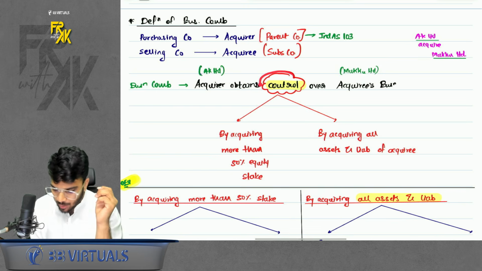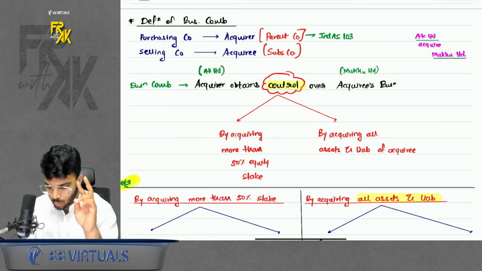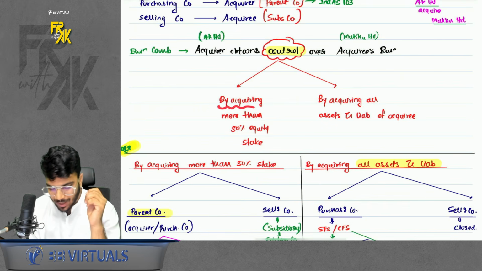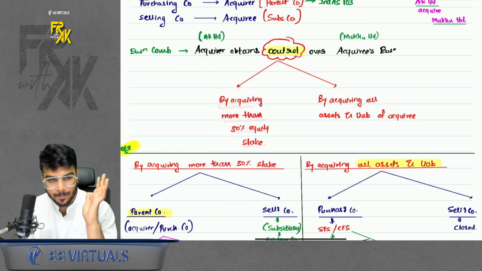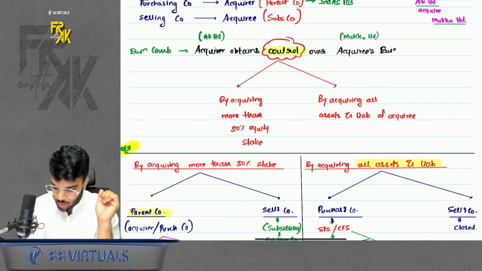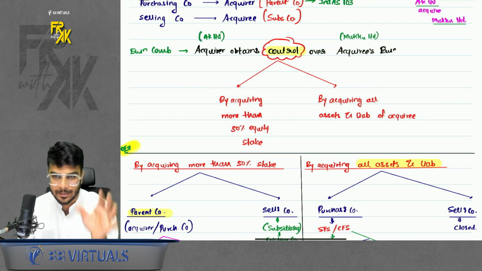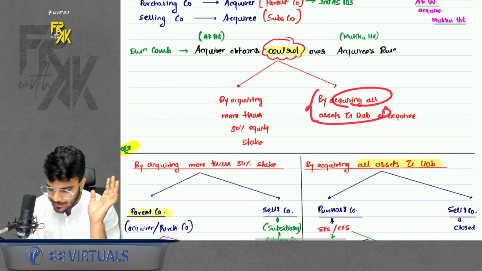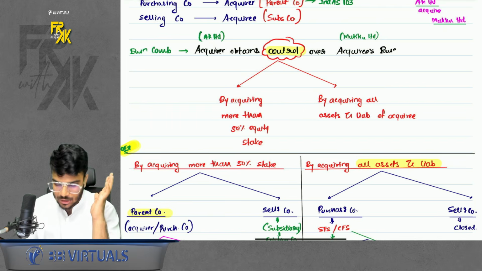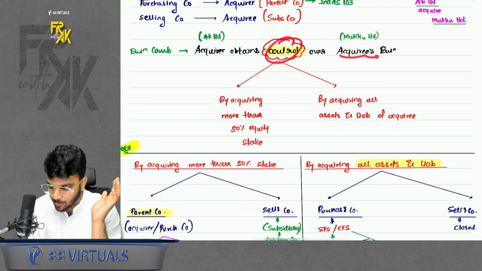Now, how can you obtain control? Control can be obtained in two ways. First, you can acquire more than 50% equity stake. If you purchase more than 50% of a company's shares, you will have control. Or you can acquire the selling company's all assets and liabilities directly. If you acquire all the assets and liabilities directly, then also you will have control. So these are the two ways in which you can obtain control. Control over what? Control should be over the acquiree's business.